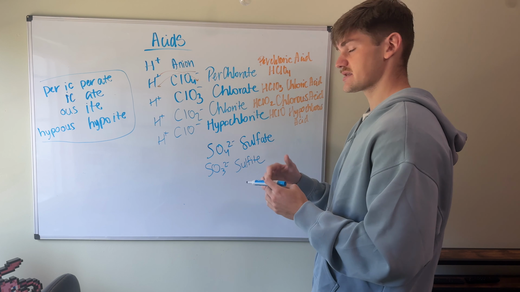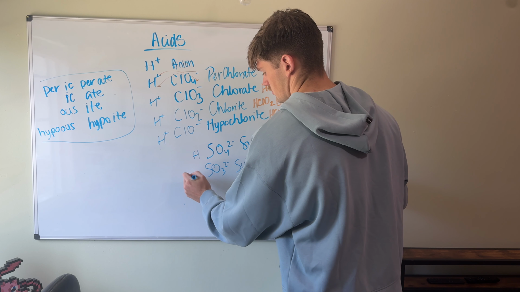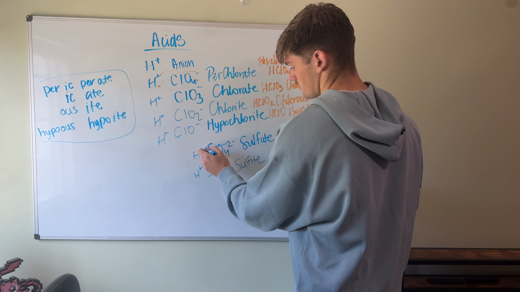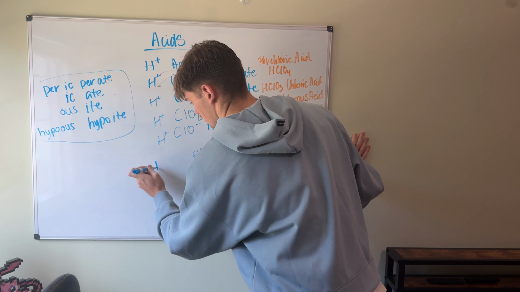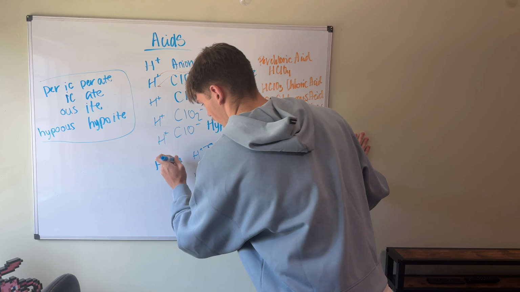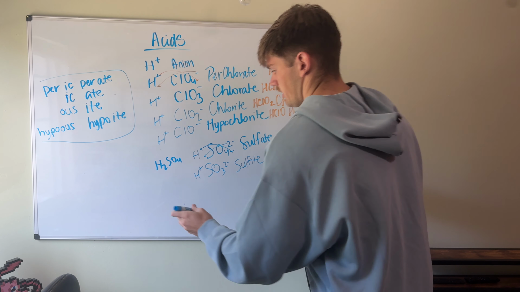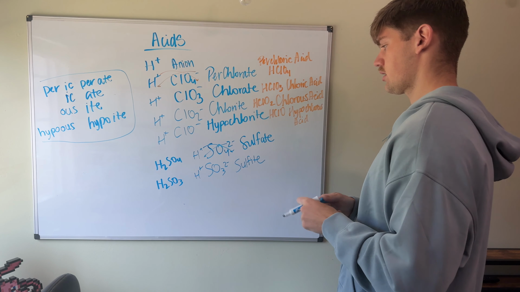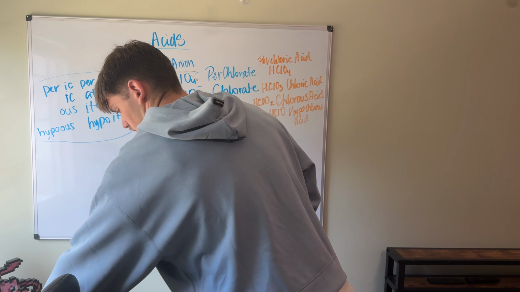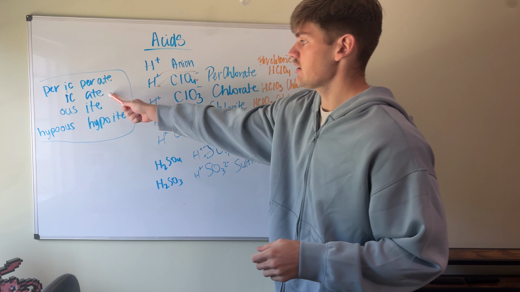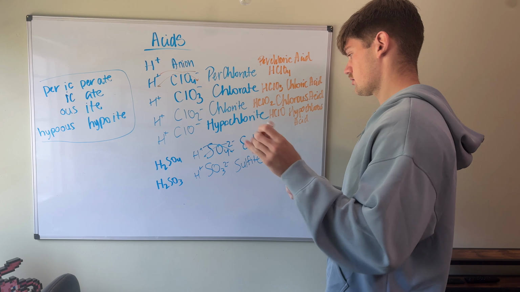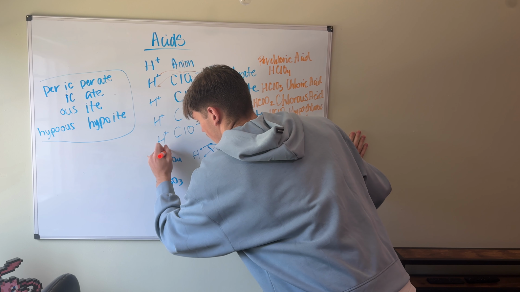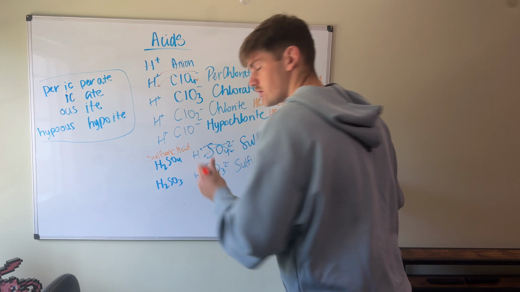And when naming those acids, it's the same idea. So we have our H+, and we take those charges and we cross them, it becomes H2SO4, and over here, H2SO3. When talking about our sulfate, sulfate becomes sulfuric. So this becomes sulfuric acid, not sulfic, sulfuric.